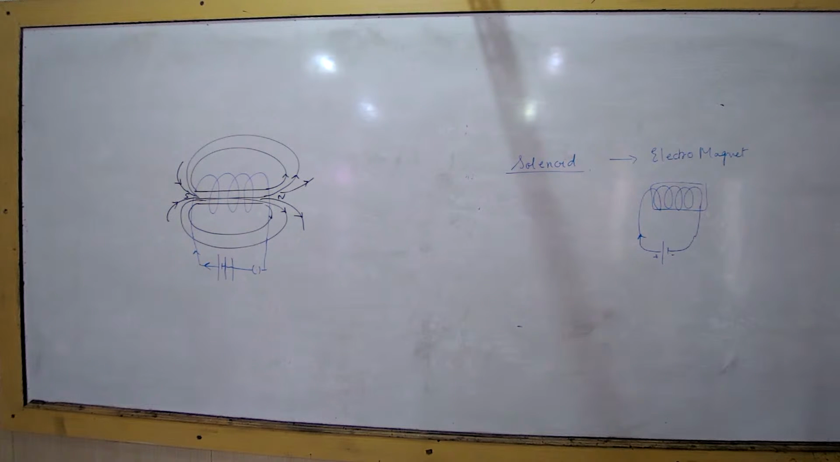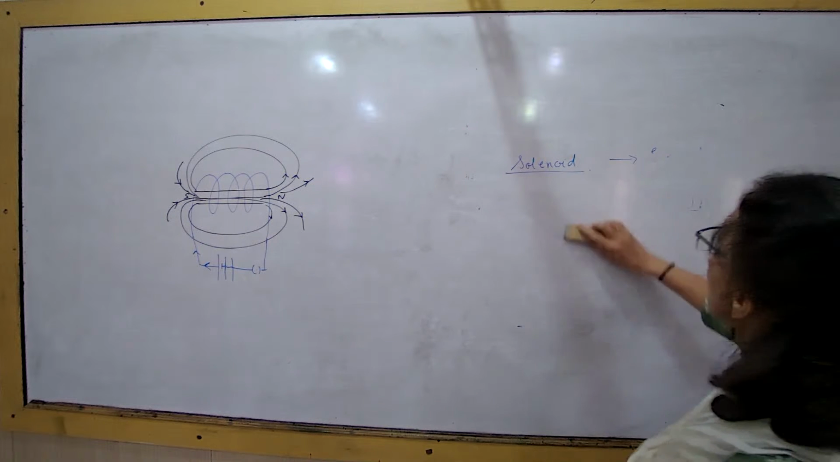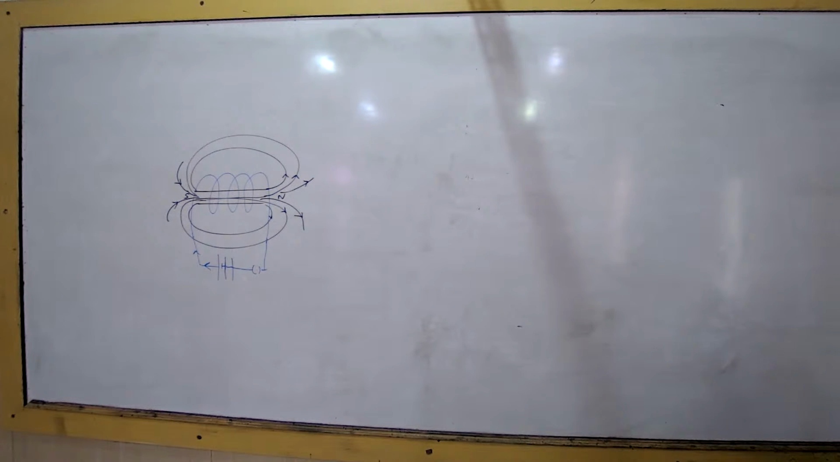Force on a current carrying conductor in a magnetic field. It's there. Now I'm just telling you to look at this. Did you see that horseshoe magnet? Did you all see that horseshoe magnet? Yes. Okay.